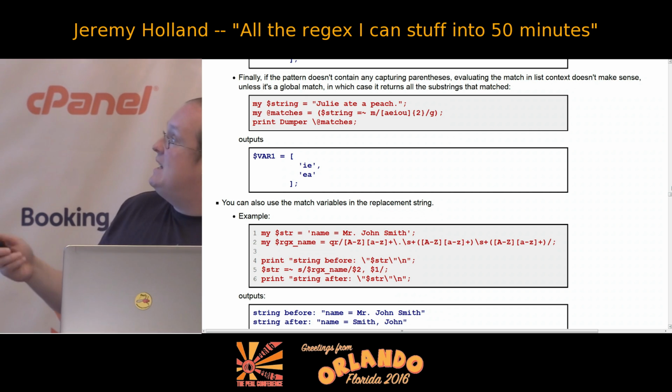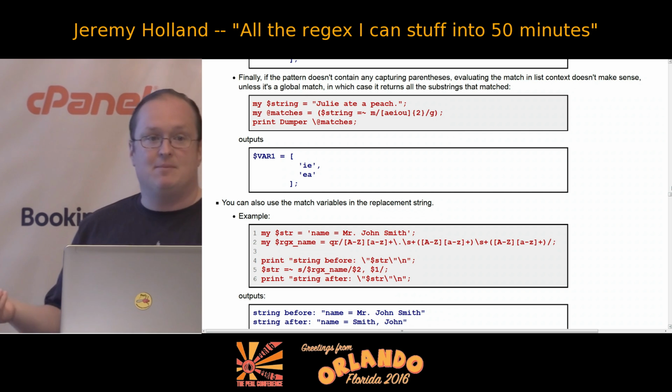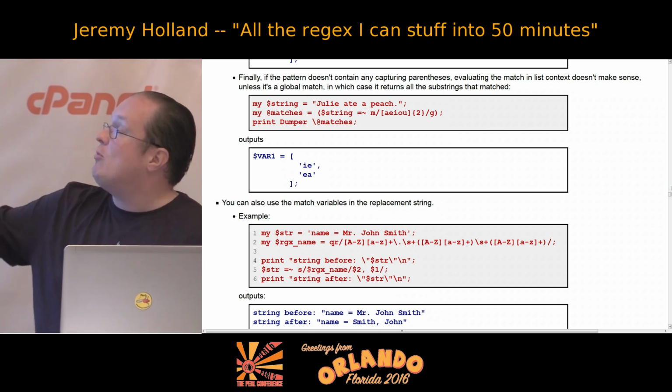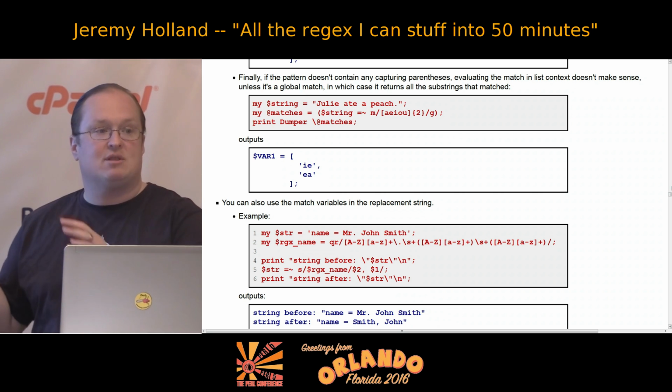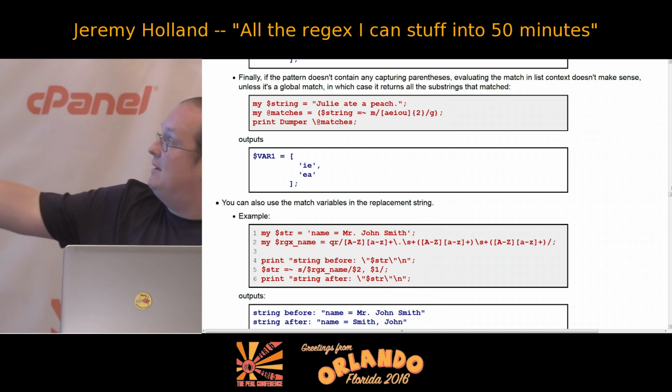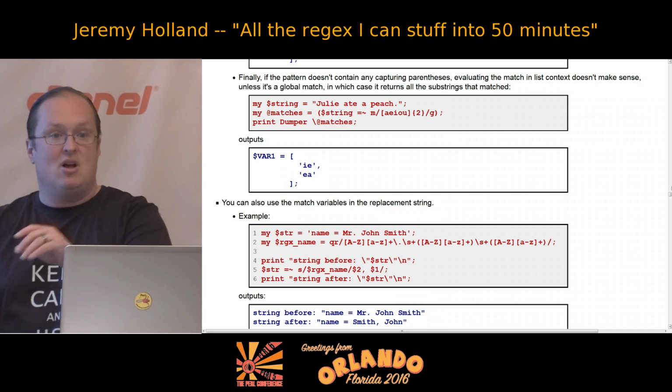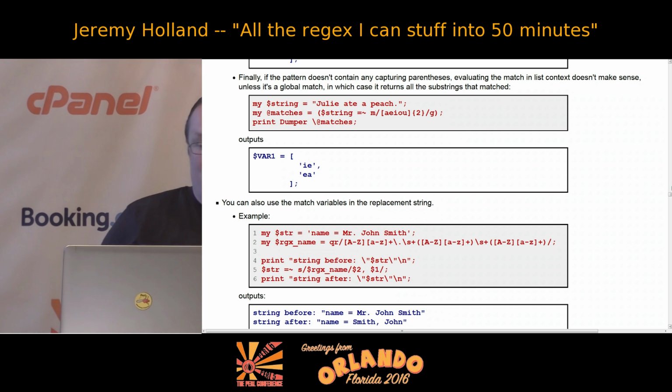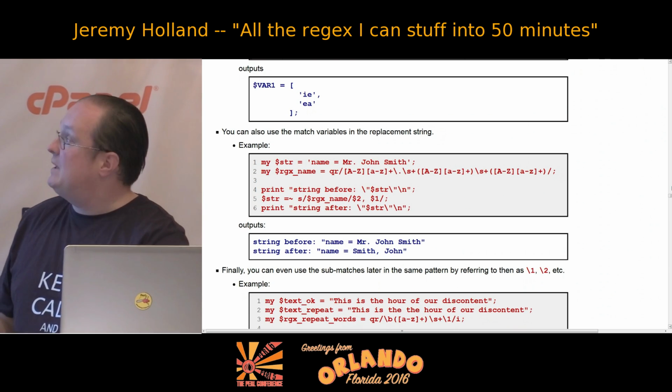If your pattern doesn't contain any capturing parentheses, evaluating the match in list context doesn't typically make sense. But if it's a global match, it will now return all those places where the global match succeeded. So note there are no parentheses in this pattern, it's matching two vowels. If you match it against this string in list context globally, it will give you the IE and the EA, which are these substrings which it matched as it progressed down the string, being called repeatedly.